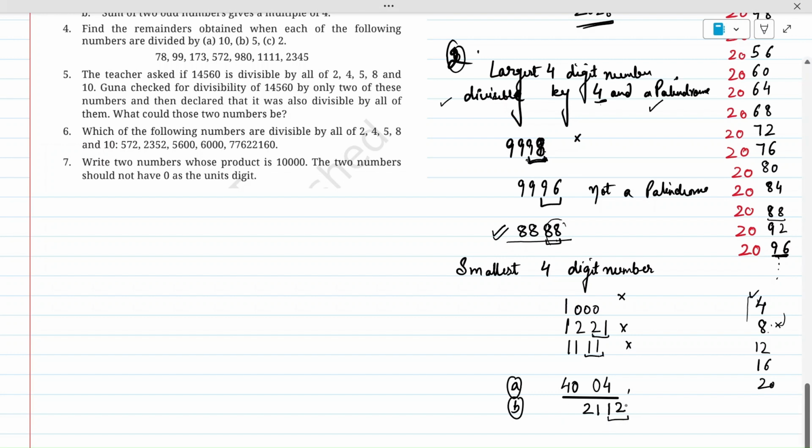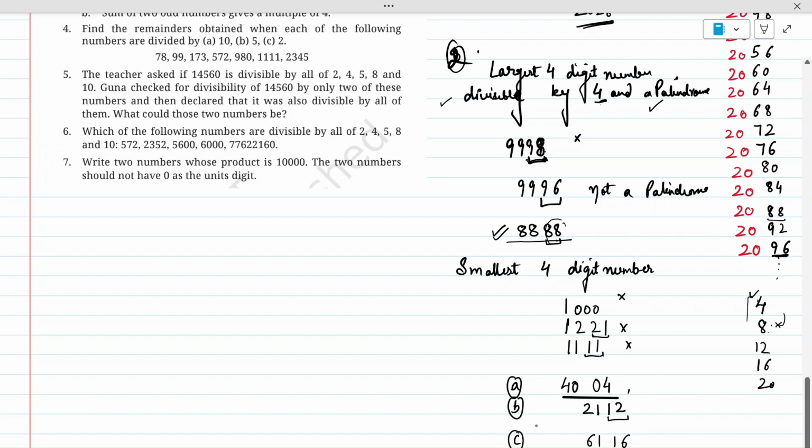This number is divisible by 4 also. It's a palindrome also. So we can also consider this number. Now let us move further. We have 16 also. Similarly, I can use 16 here also. If I want to use 20 here, it will be something like 20 and then 02, but this 0202 is not a 4-digit number from both the sides. So I cannot take this number.